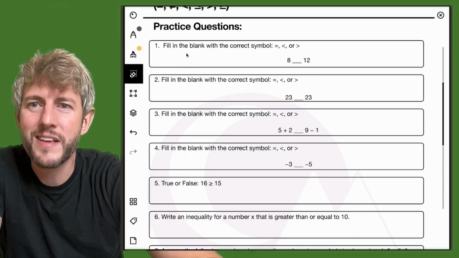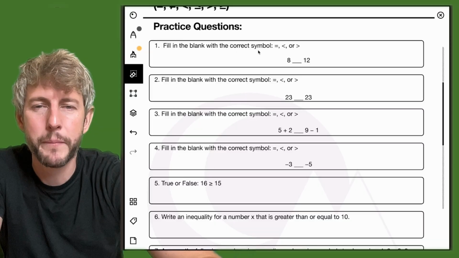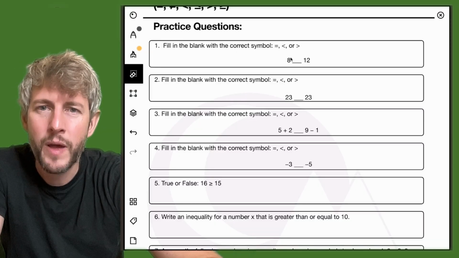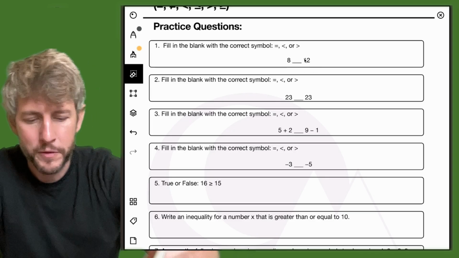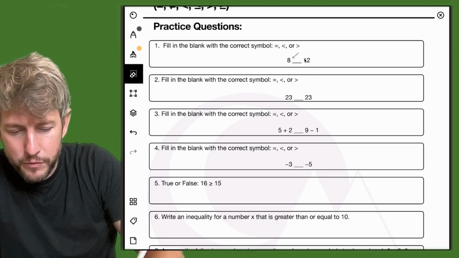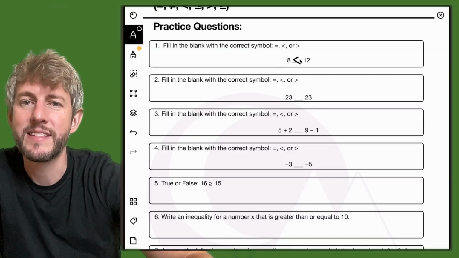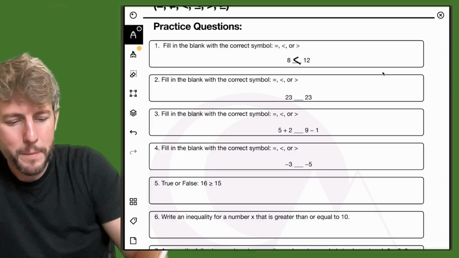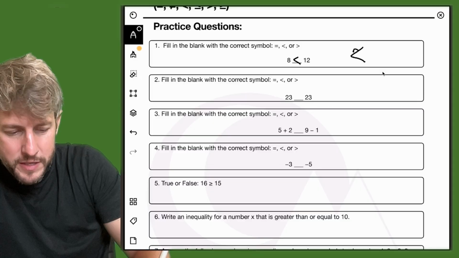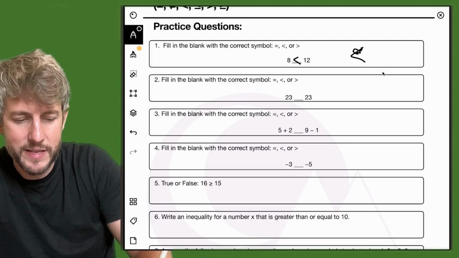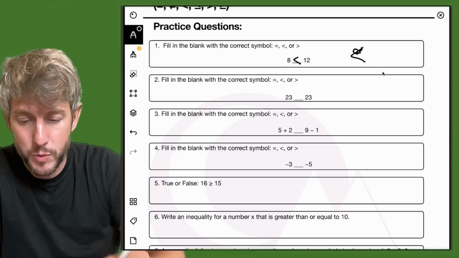And question 1 says, fill in the blank with the correct symbol: equals, less than, or greater than. So 8 blank 12. So 8 is less than 12. So I'm going to draw this like this. There we go. So 8 is less than 12. Okay, remember the crocodile goes after the big food. So if we think about that being the crocodile's mouth, the crocodile this time is facing the 12.